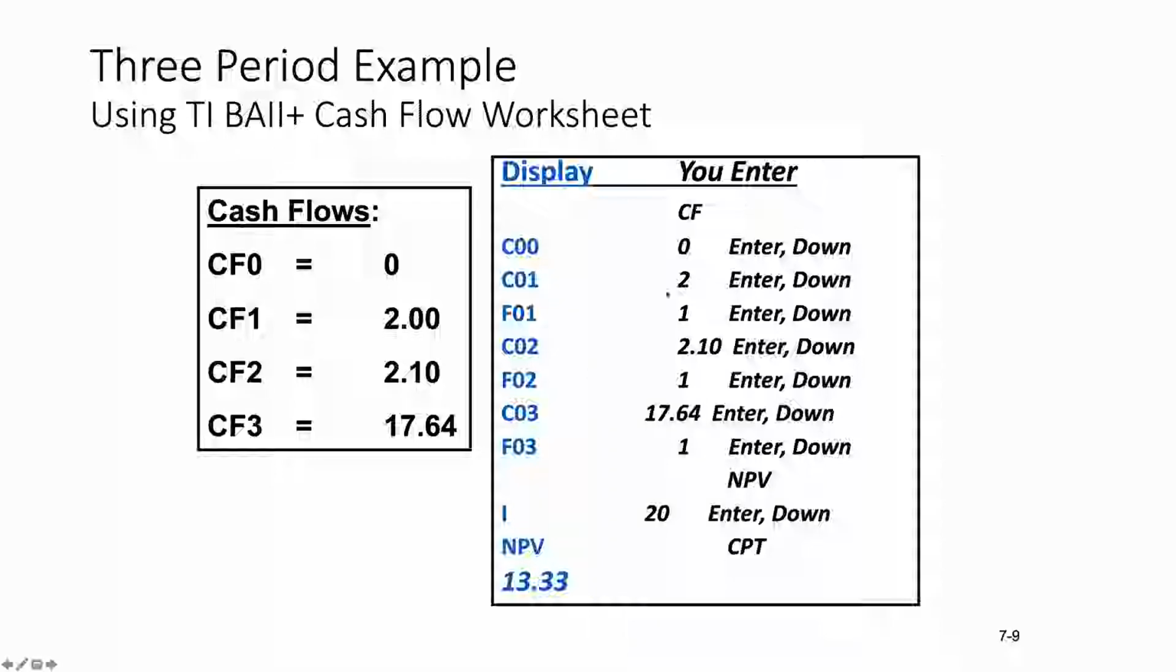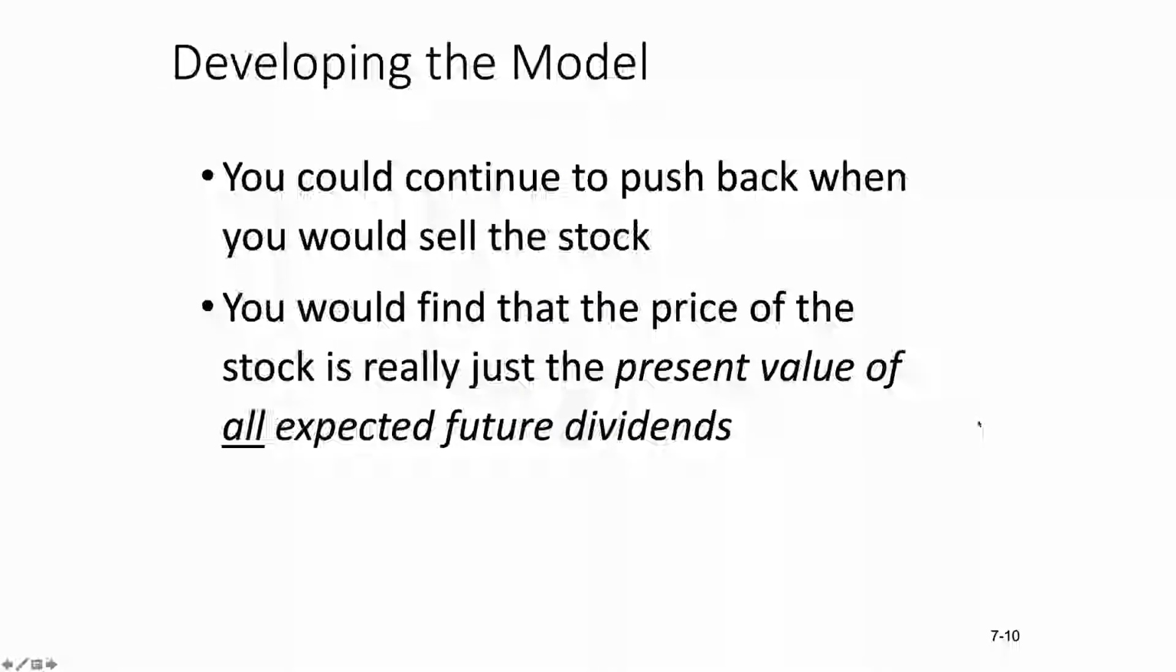You key those in, then using NPV, put in your discount rate of 20%. Using the arrow key down, you compute for NPV. The value is 13.33. Now this is how you calculate the 3 cash flows.